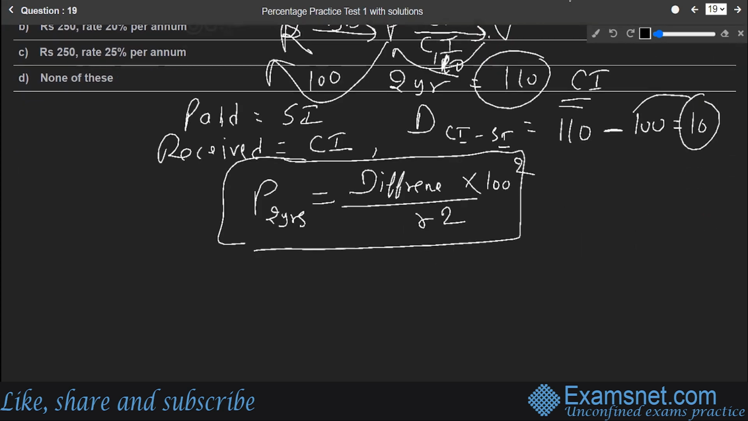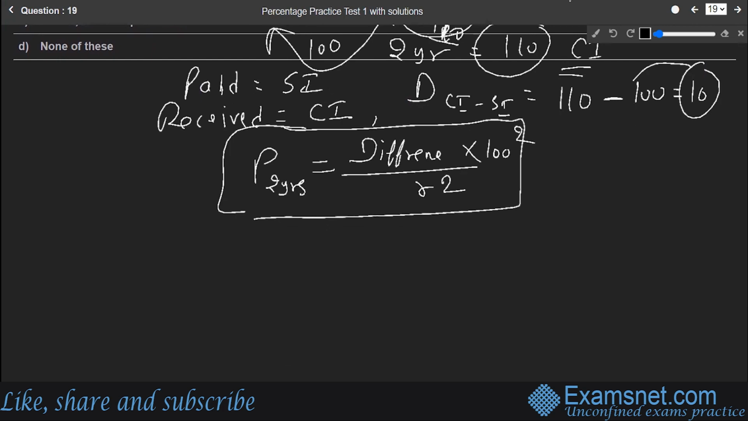So if we bring this formula in, we have the difference value, so we can calculate the principal for this case. The principal is going to be 10 into 100 square divided by r square. If we bring r to the left hand side, r can be calculated as 100 under root 10 by p. So this is the connection that we have got between r and p.